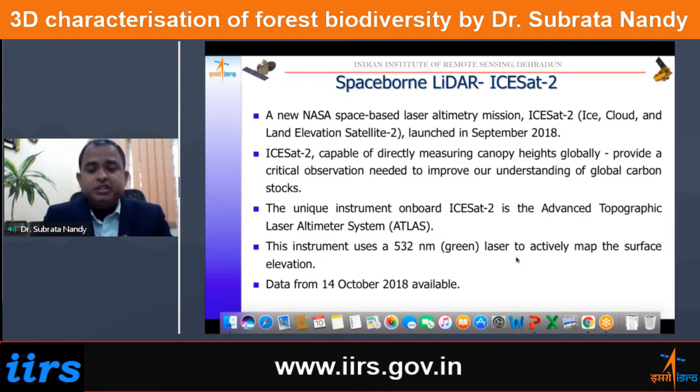According to your requirement, let's say your requirement is habitat assessment of some species, or height or structure, you can utilize these data sets effectively for your study. Now, this satellite has a sensor called Advanced Topographic Laser Altimeter System, or ATLAS, and it operates in the 532 nanometer, and data is available from 14 October 2018, and this data is freely available.